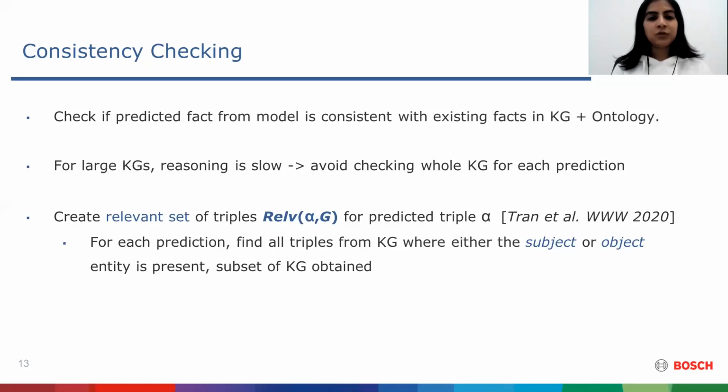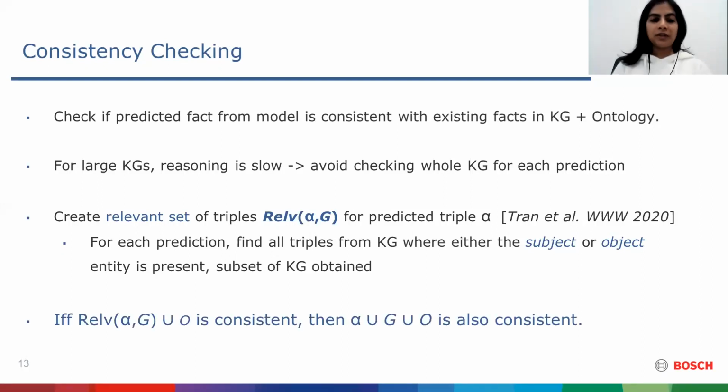For each prediction, we will find all the triples from the knowledge graph where either the subject or the object entity is present, and this way obtain a subset of the KG. We assert that if the predicted triple is consistent with respect to the relevant set and the underlying ontology, then the predicted triple would be consistent with respect to the whole knowledge graph and the underlying ontology.